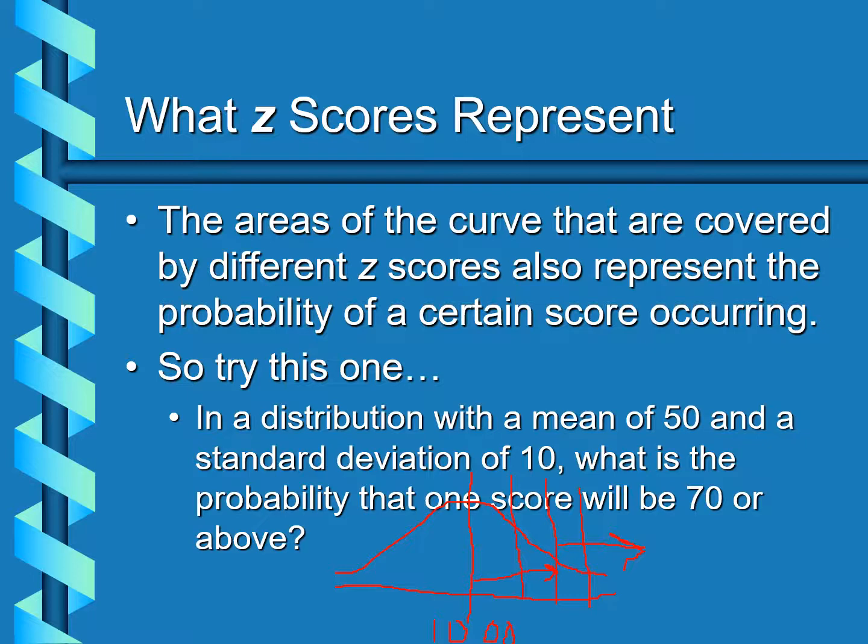The example they use here is, in a distribution with a mean of 50 and a standard deviation of 10, what is the probability that one score will be 70 or above? Well, first off, we know that it's above our mean, so it's already a positive number. It's going to be a plus number.